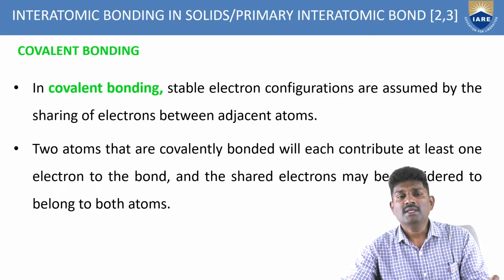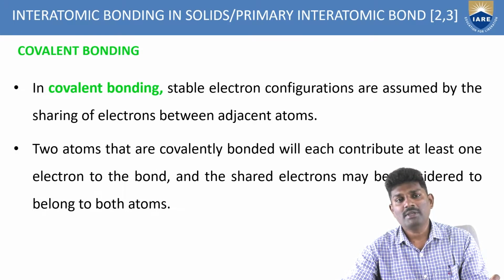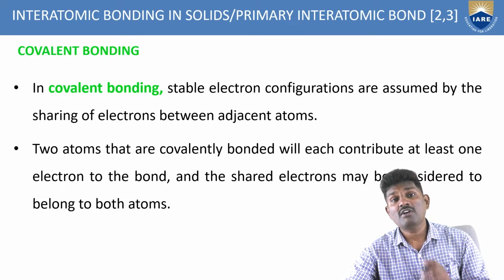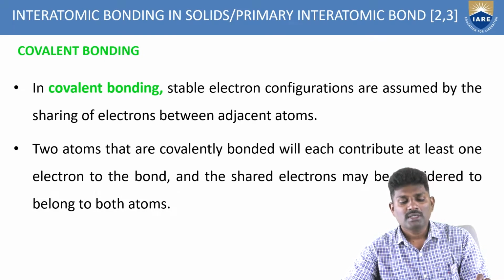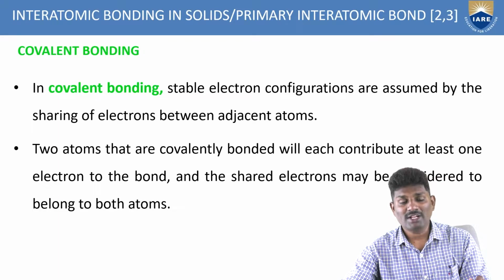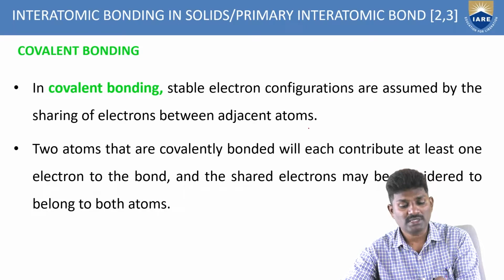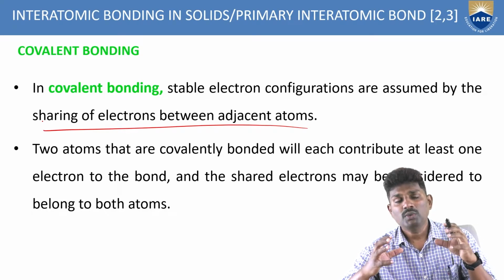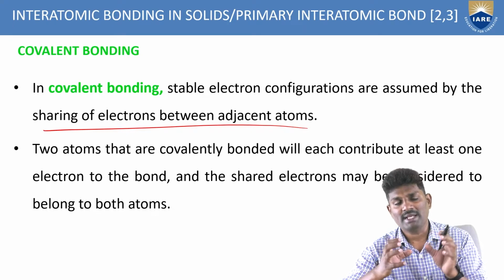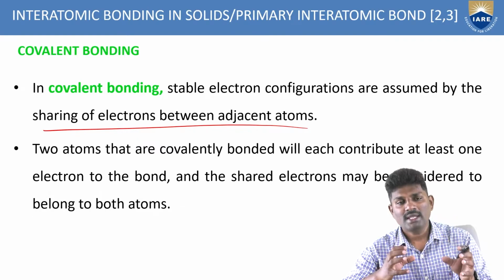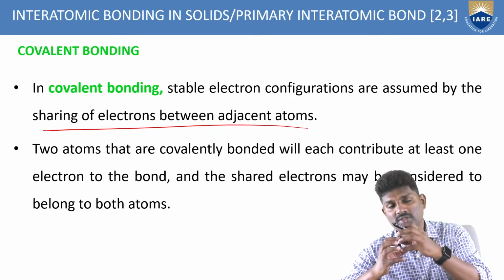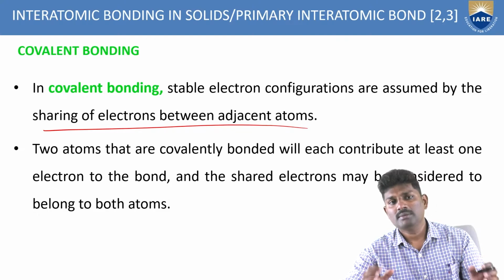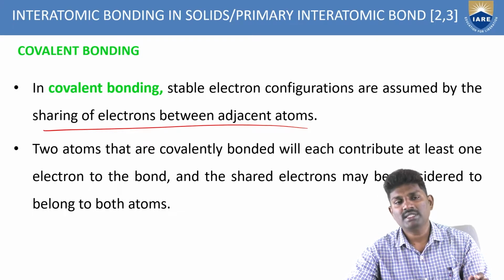And coming to the second type of primary bonding, that is the covalent bond. Covalent bond is nothing but the sharing of electrons. So in covalent bonding, stable electronic configurations are assumed by sharing of electrons between the two adjacent atoms. So if you have two adjacent atoms which are side by side, there is a chance of sharing of electrons. That is the thing in the covalency nature.